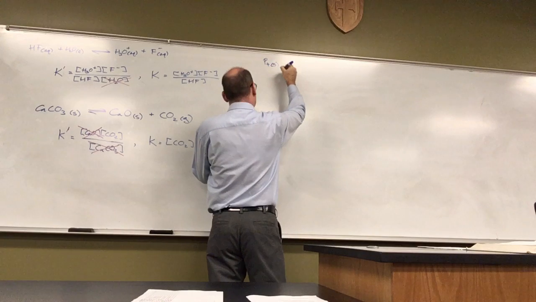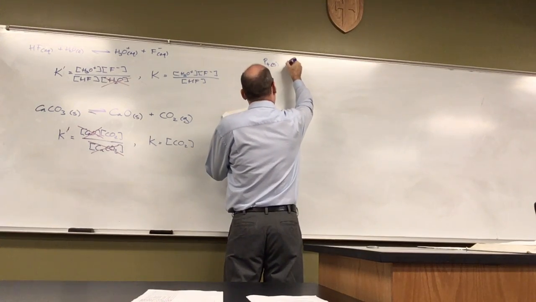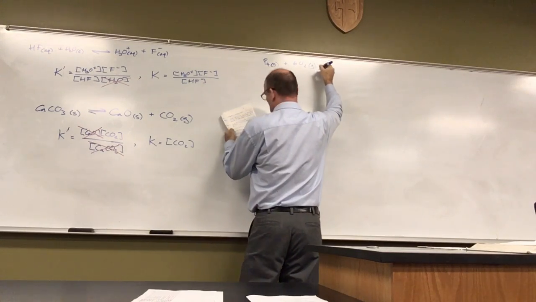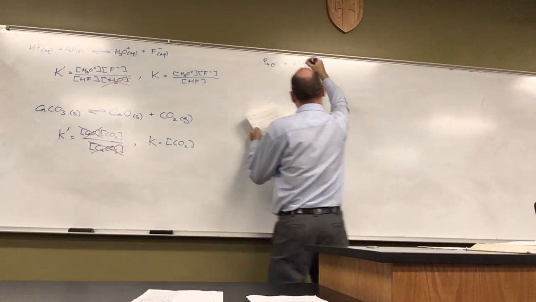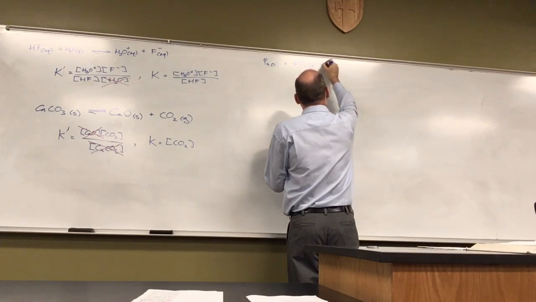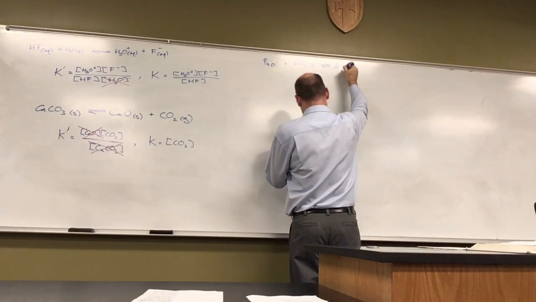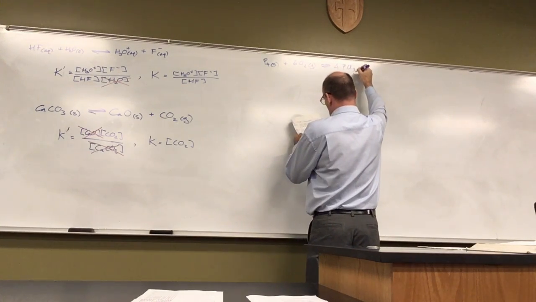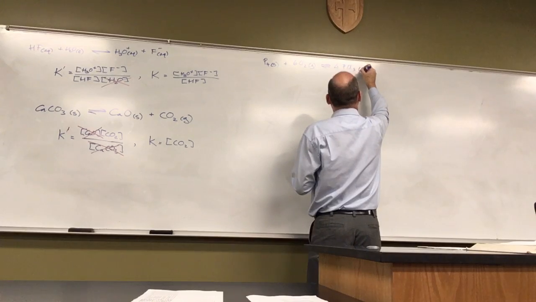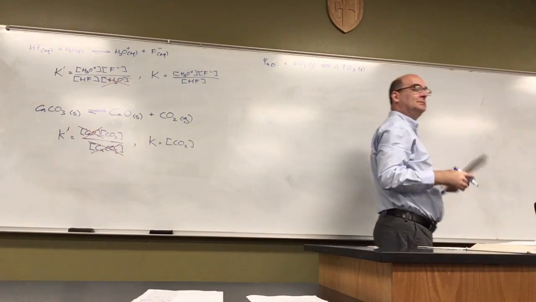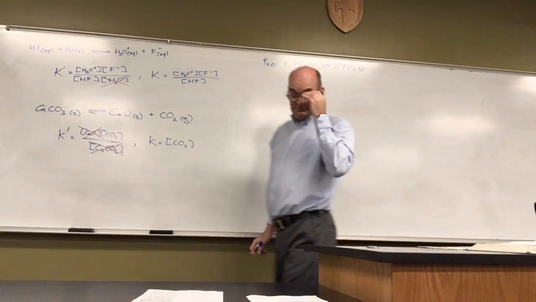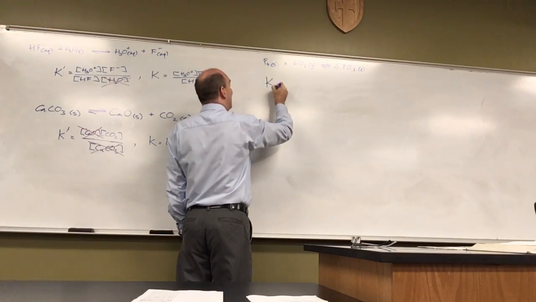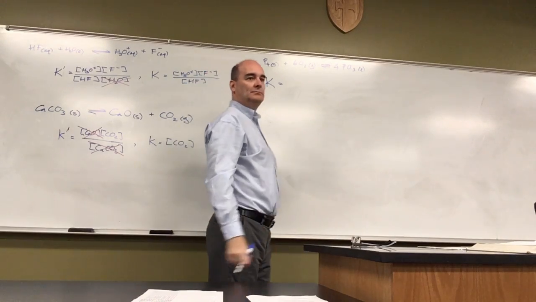P4, phosphorus, is a solid, and it will react with 6 molecules of chlorine gas, Cl2, to make 4 molecules of PCl3. Phosphorus trichloride is a liquid. Okay? So let's write its K expression down.